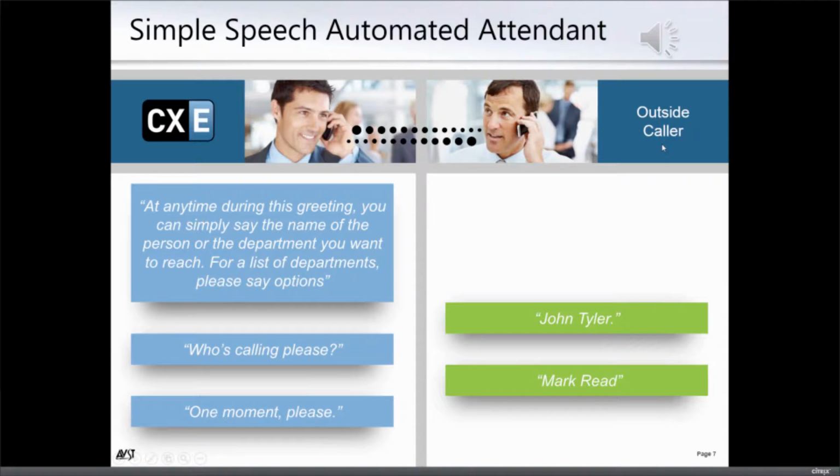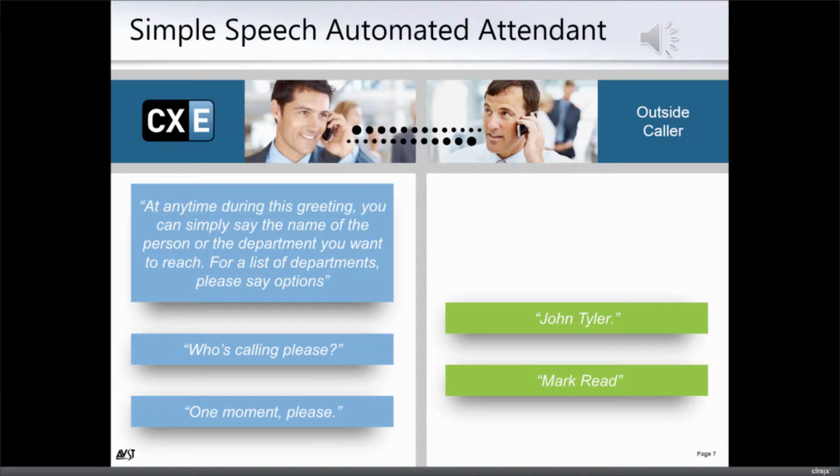So that's just a very, very simple automated attendant session. Now, this is all very flexible. Certainly the greeting can be different. In many cases, the greeting will be more complex because besides just names, you may want individual departments called out by name and things like that. But the concept is the same.